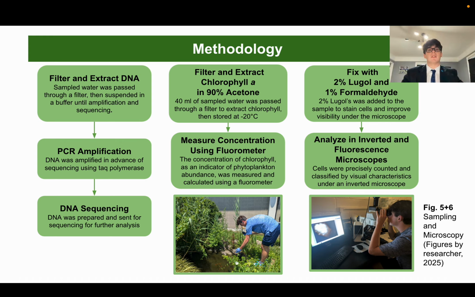Then, in order to fully evaluate how many autotrophs were in my sample, I measured chlorophyll A by putting it in 90% acetone, and then I measured the concentration of the chlorophyll by seeing the color of it. The more green it was, the higher the chlorophyll concentration, and then I used these calculations to estimate the chlorophyll concentration in each sample. Then I fixed my samples with 2% Lugol and 1% formaldehyde in order to stain cells and improve visibility under the microscope. And then I utilized both inverted and fluorescence microscopes to categorize organisms and to count them.